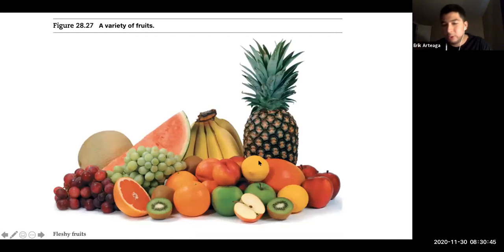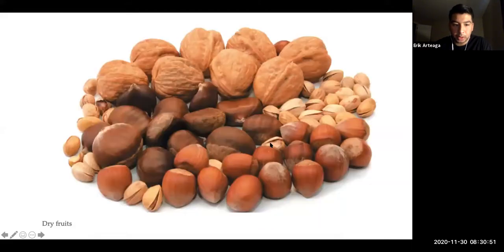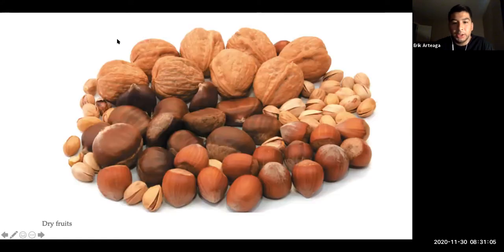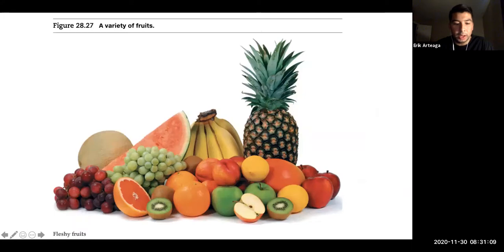They don't have tomatoes here, but bananas are a fruit as well. Again, they do have seeds. Dry fruits, which are nuts. Okay. So seed germination in a garden: after a seed takes up water, it bursts out of its coat and begins to grow. And again, some of those dry seeds are a little bit easier to picture, right? So these are considered dry seeds or dry fruits. And the fleshy fruits are going to be a little bit different, right?